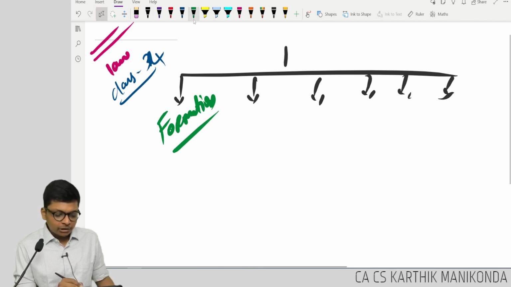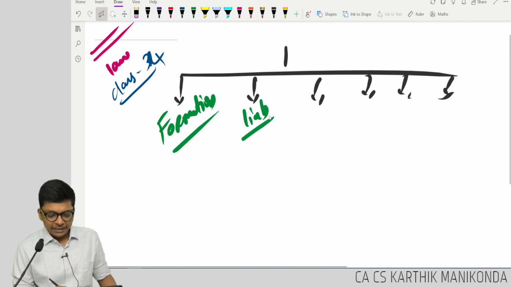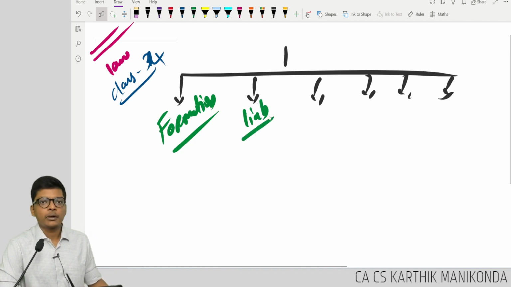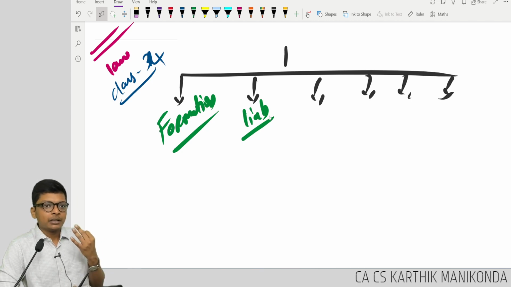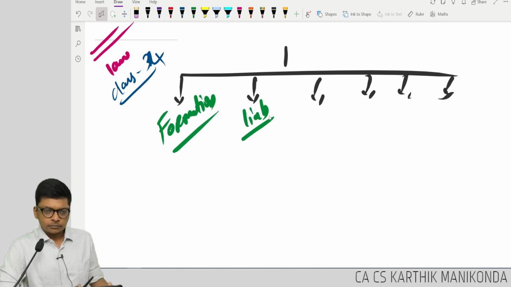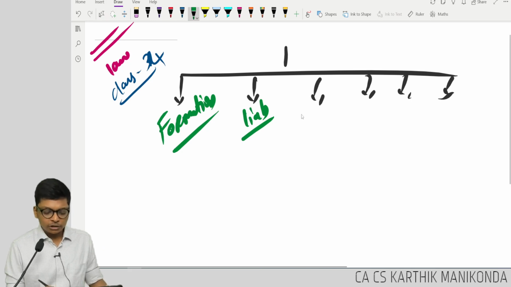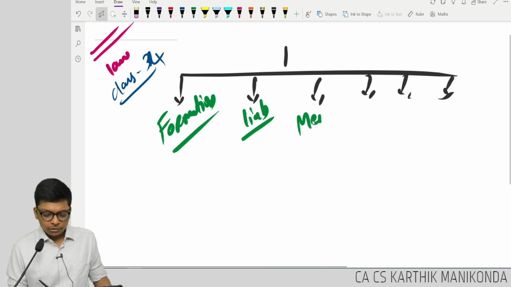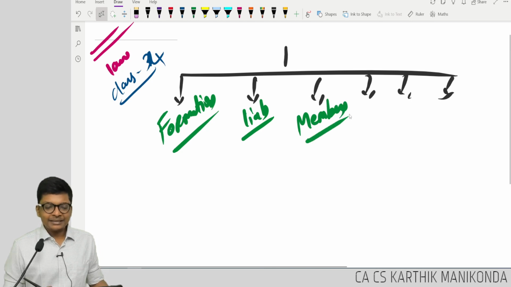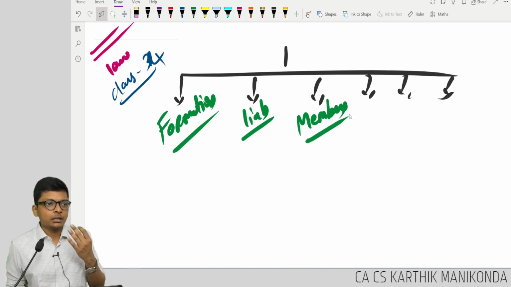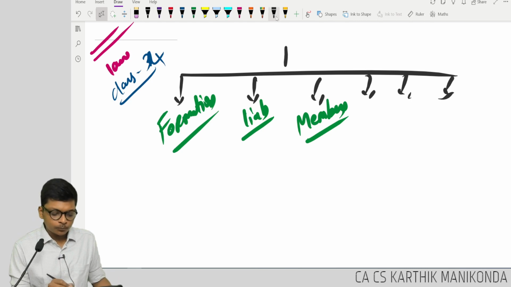Next we saw based on liability. Based on liability, we have limited by shares, unlimited company and limited by guarantee. Next we saw based on members. In this there was private, public, one person and small company. We finished private and public. We have one person and small company left.